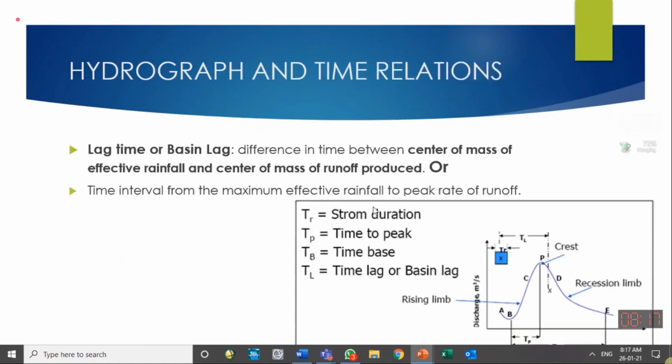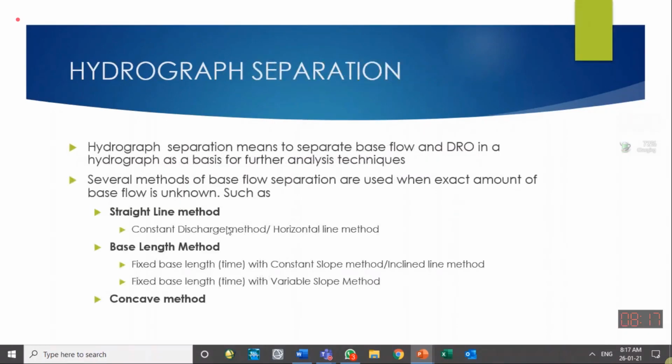So in this previous figure over here, it contains both things. This is simply a hydrograph. The lower part is the base flow, the upper part is the direct runoff. There are different methods, and you have been informed about these methods in the lab part also. Just repetition: straight line method, base length method, and concave method. These are the three main methods.